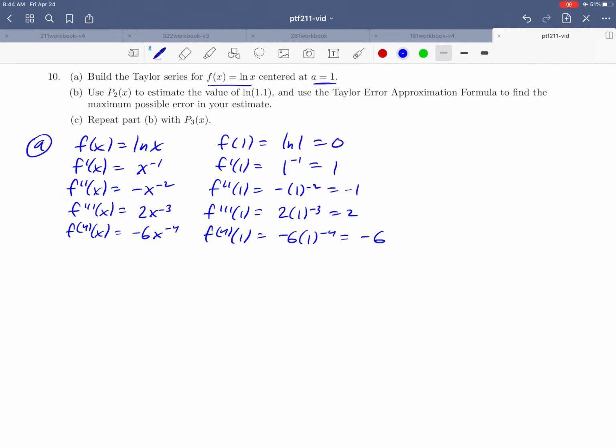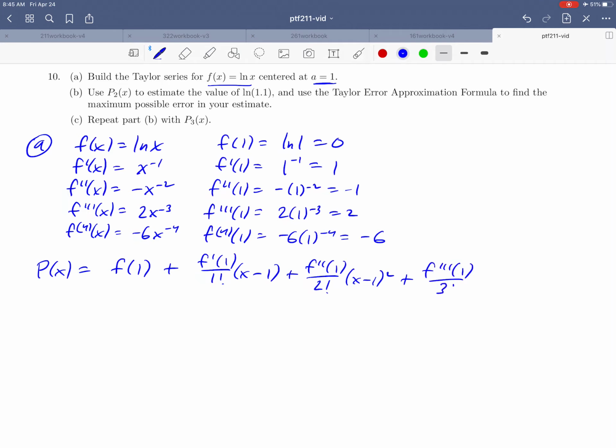Okay, and it's those numbers that we calculated in the right-hand column that are going to help us to build the series. Using the notation p of x for the Taylor series, next step is I'm going to just write down what the formula for a Taylor series looks like. So it starts with f of a, and a is 1 in our case, plus f prime of a over 1 factorial x minus a. And again, I'm literally just writing down the formula for the Taylor series as it's stated in section 8.5.